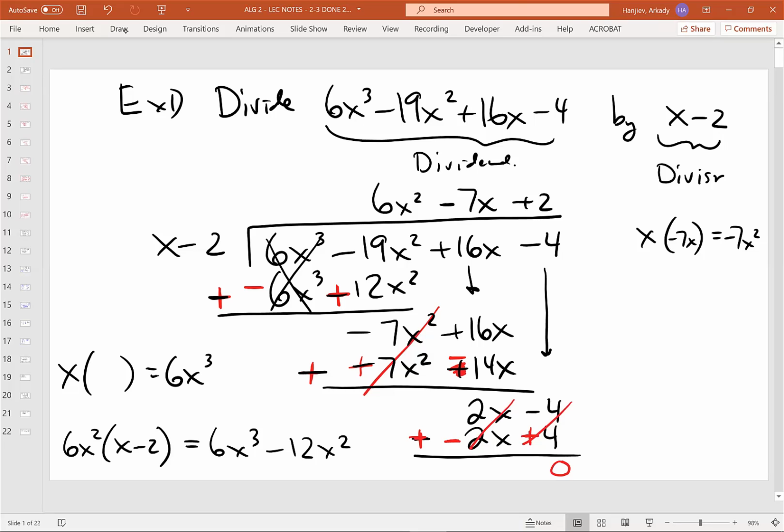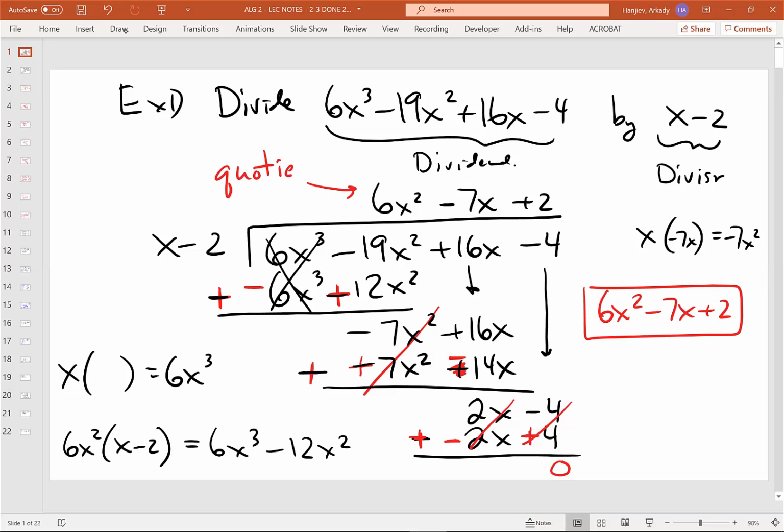Okay, what's the answer to this? If I've divided that x to the third trinomial by x minus 2, the answer is 6x squared minus 7x plus 2. Sometimes what the book calls this is the quotient. The quotient. All right, let's go on to the next one.